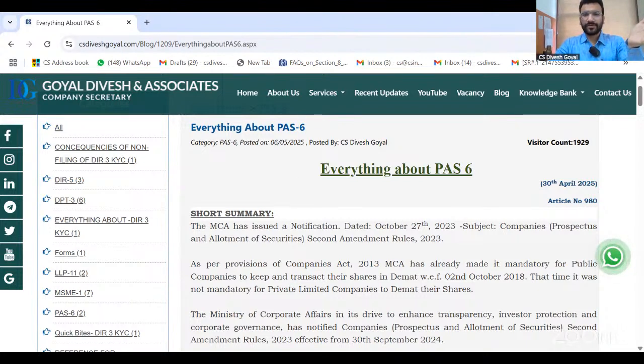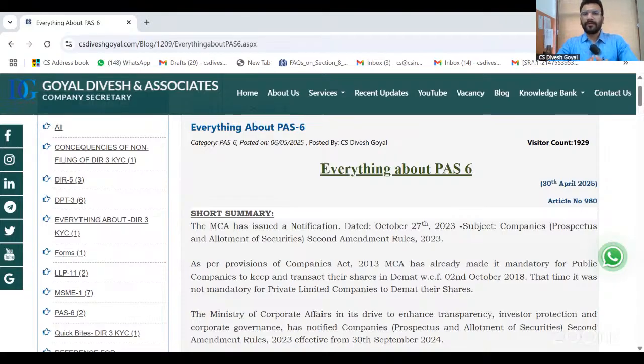As we are receiving so many queries from professionals on a regular basis relating to the provisions of Demat as well as the PAS-6, we are doing this second webinar today on the PAS-6 and the Demat provisions. The only motto of this webinar is to resolve the queries of professionals, corporates and any person who joins this webinar.